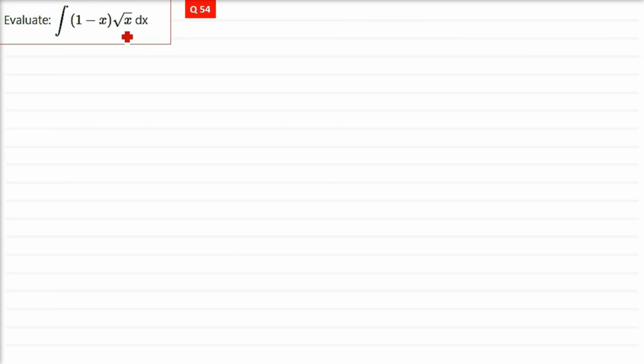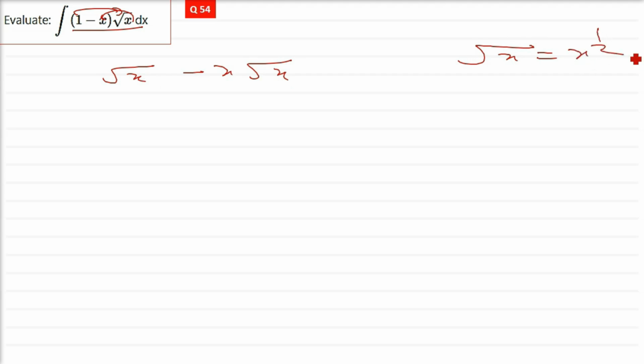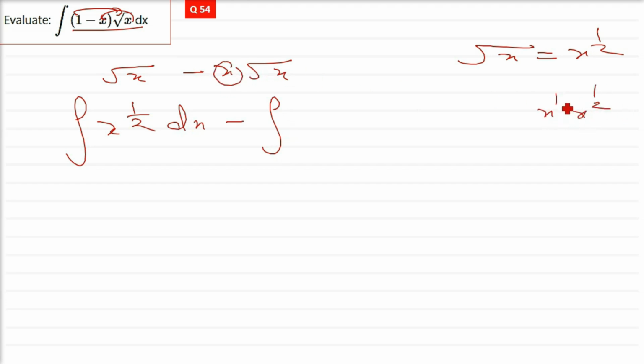Now don't worry about the under root. It is just like x: x to the power 1 is x, x to the power half is under root x. So now multiply this inside. Root x into 1 will be root x. Root x into x will be x into root x. So that root x is simply x to the power half. You have x raised half dx, and x under root x is x to the power half times x raised 1, and 1 plus half is 3 by 2. So this is x raised 3 by 2 dx.